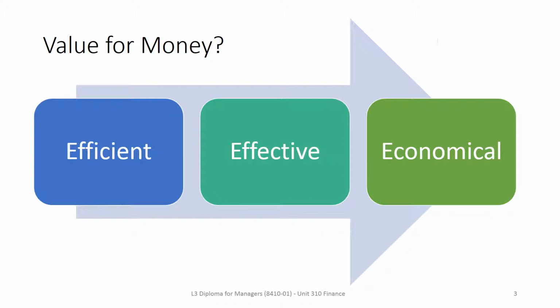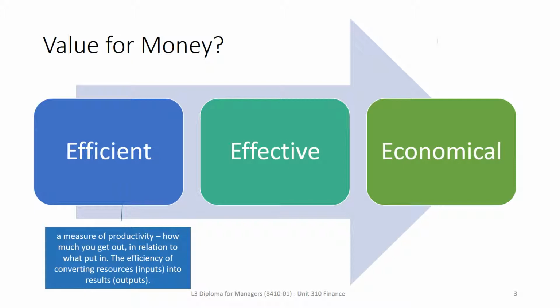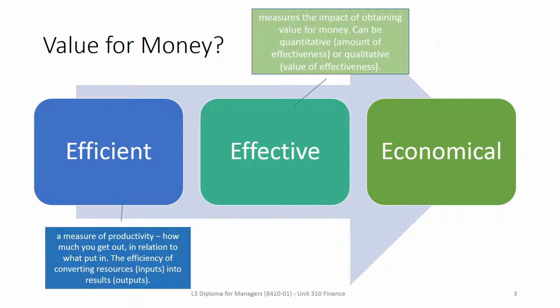So efficiency is a measure of productivity, how much you get out in relation to what you've put in, so in effort and resources. It's the efficiency of converting those resources, because they're the inputs, into results, which are outputs. Effectiveness is a measure of the impact of obtaining that value for money. It can be quantitative or it can be qualitative. So it can be about the amount of the effectiveness if it's quantitative, or it can be about the value of that effectiveness if it's qualitative.